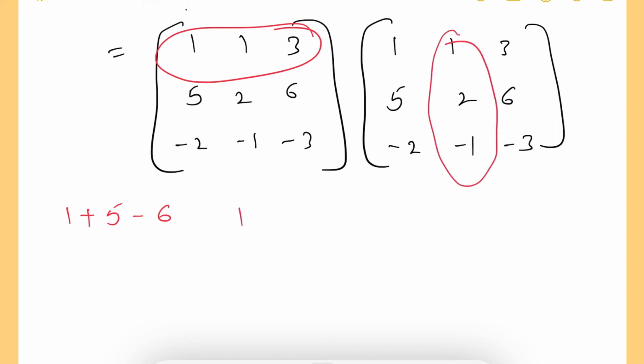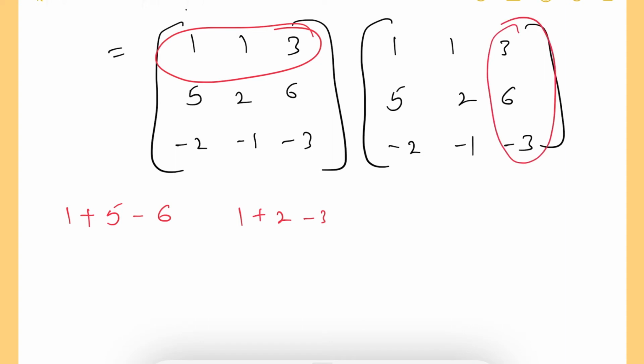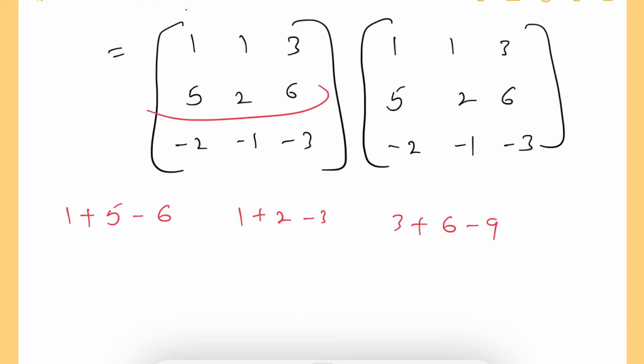1 into 1 is 1, plus 1 twos are 2, 3 into minus 1 is minus 3. Next, first row multiplying with the third column. 1 into 3 is 3, plus 1 into 6 is 6, 3 into minus 3 is minus 9. Now first row completed. Now let's move to the second row. Second row multiplying with the first column. 5 into 1 is 5, plus 2 fives are 10.